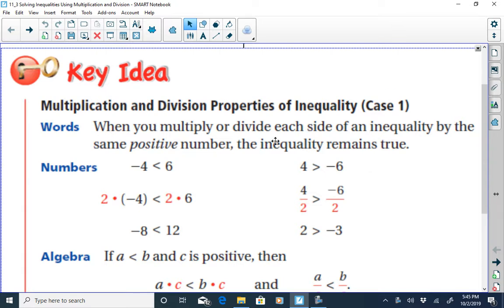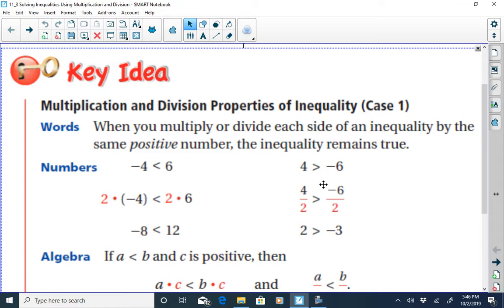When you multiply or divide each side of an inequality by the same positive number, the inequality remains true. For example, if you start with the inequality negative 4 is less than 6, we all know that negative numbers are less than positive numbers. And you multiply both sides by a positive number, let's say 2. You get the following inequality: negative 8 is less than 12, and that is a true statement. So when we multiply both sides of an inequality by a positive number, the inequality remains true.